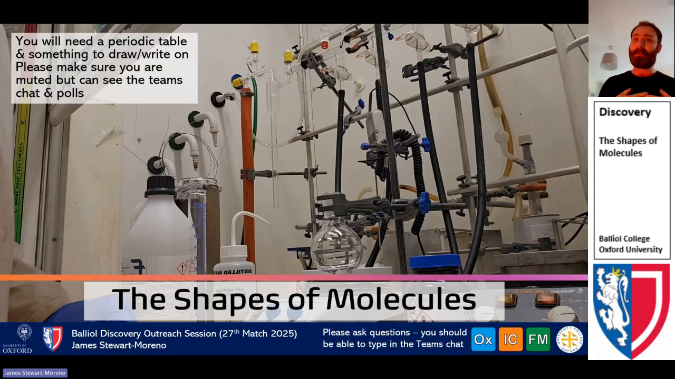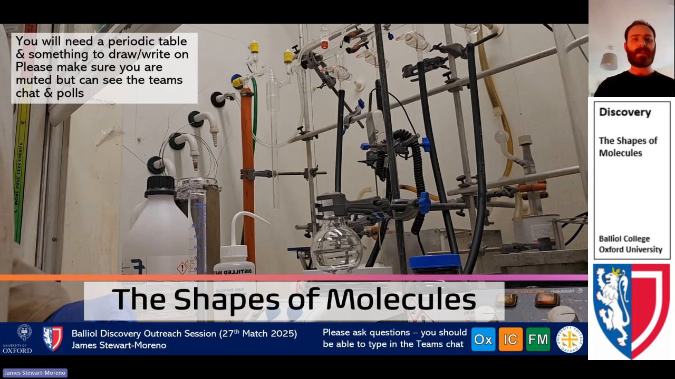I am a DPhil chemist here at the University of Oxford, and just before we really get started, I just want to make sure that everybody has a periodic table so that they can see it, and also something to draw or something to write on, just because there is going to be a little exercise in the middle of this session, just so that you can do your own working, basically.